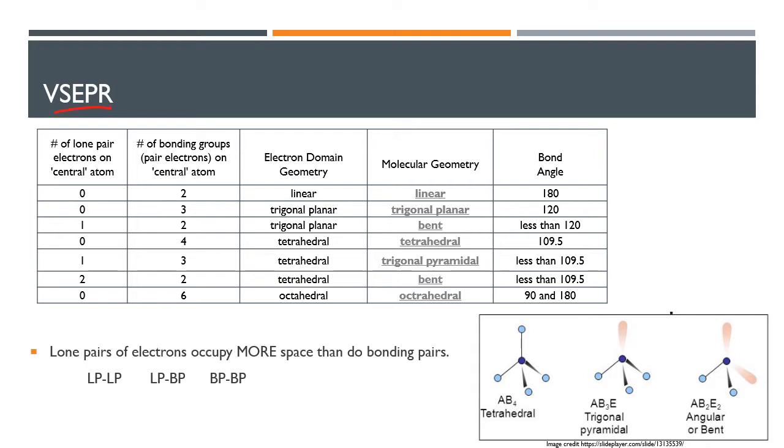So VSEPR stands for valence shell electron pair repulsion. And that's our VSEPR. And the idea here is that we're looking just at pairs of electrons in the valence energy levels and how they repel each other. And that repulsion is going to let us predict how the atoms will be held together in bonds, like what bond angles they'll have.